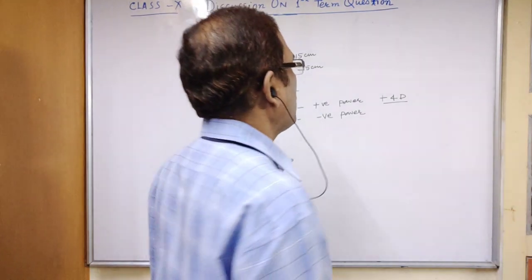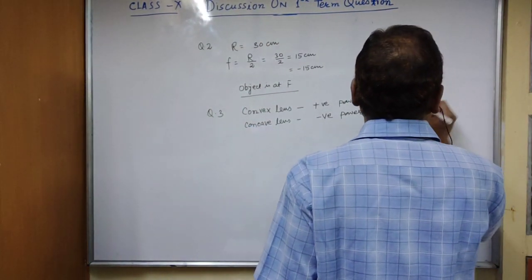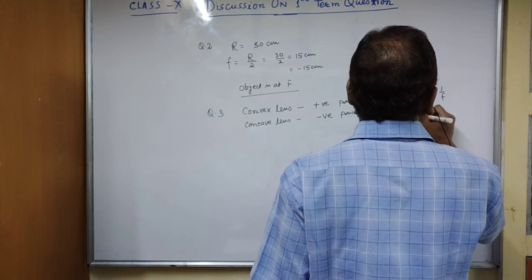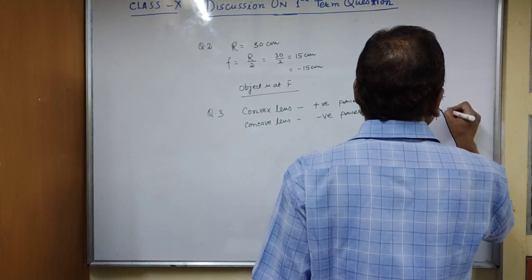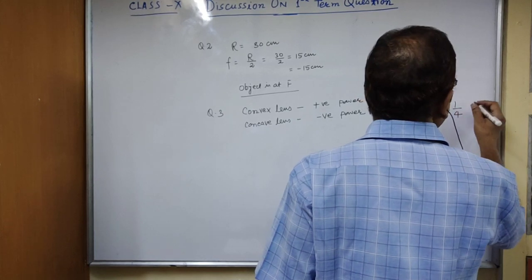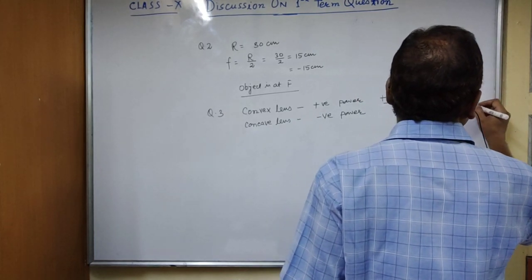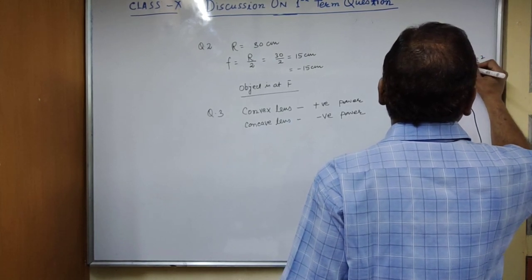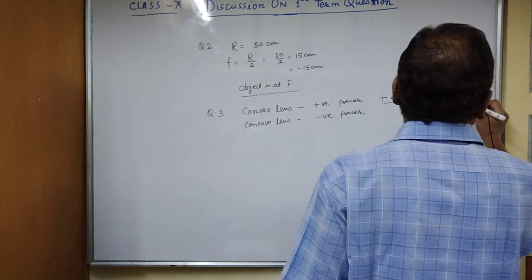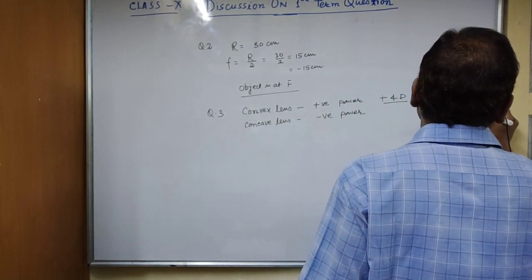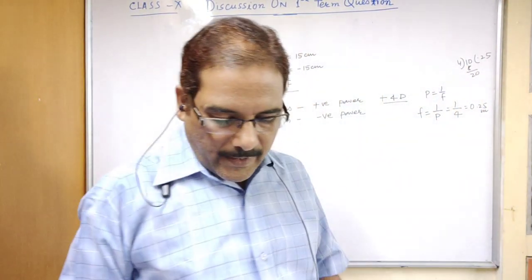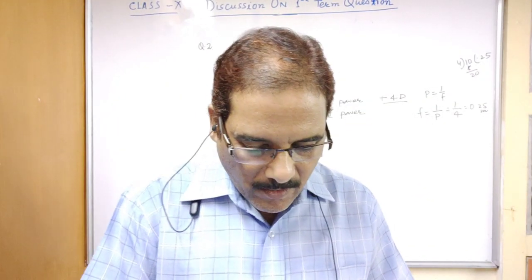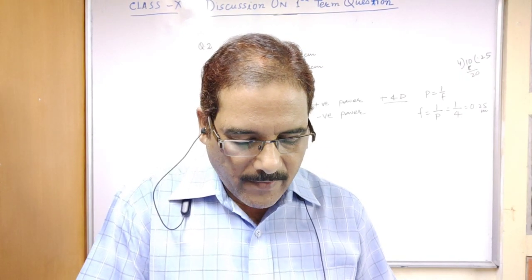And what will be the focal length? As you know, power P is equal to 1 by f. So f can be written as 1 by P. So it will be 1 by 4 in meter. If you simplify, 0.25 meter will be the focal length. So I think the first option is correct, that a convex lens has 4 diopter power having a focal length of 0.25 meter.